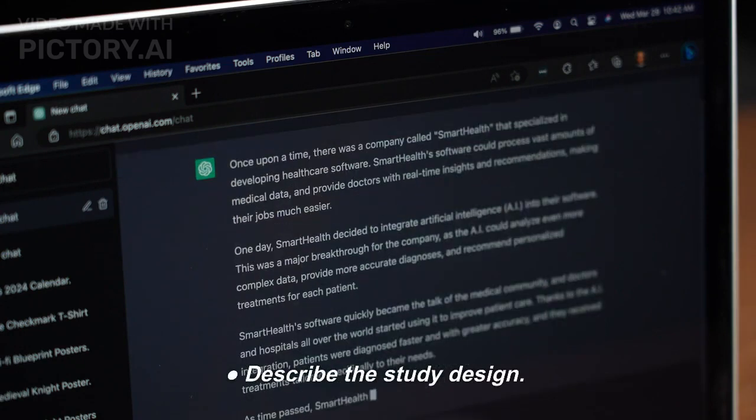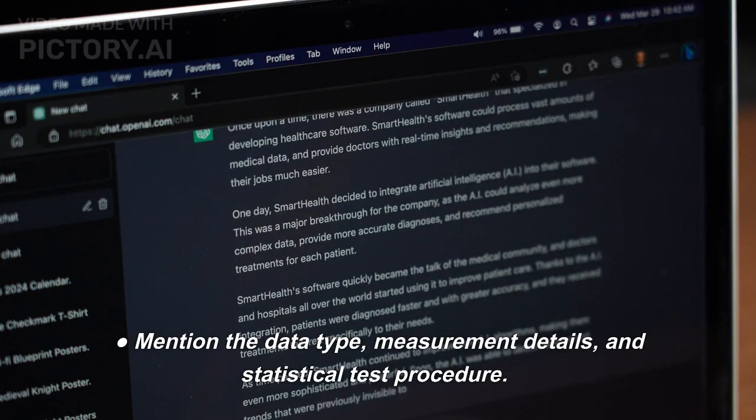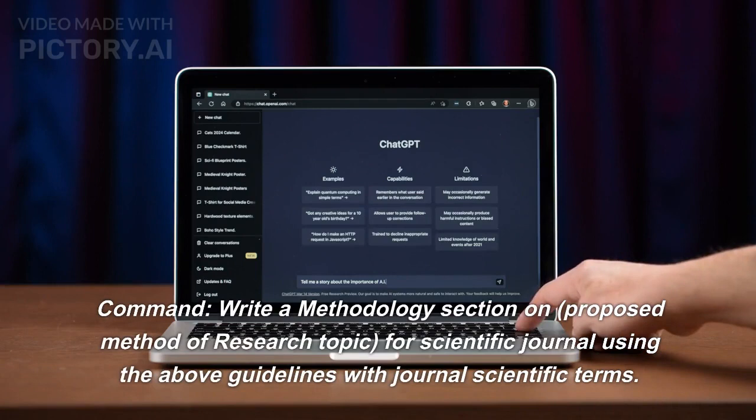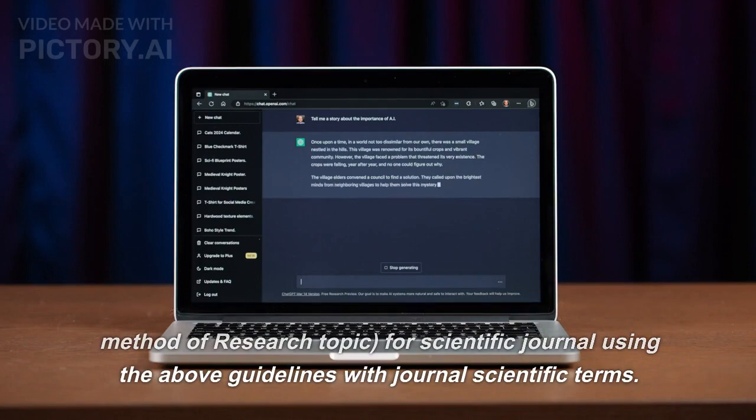Describe the study design. Mention the data type, measurement details, and statistical test procedure. Command. Write a methodology section on proposed method of research topic for scientific journal using the above guidelines with journal scientific terms.